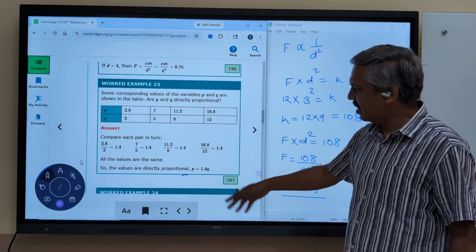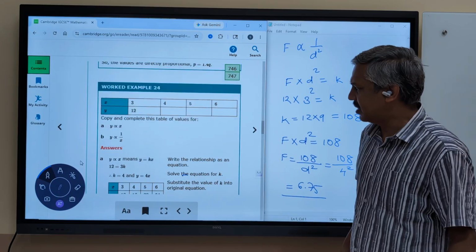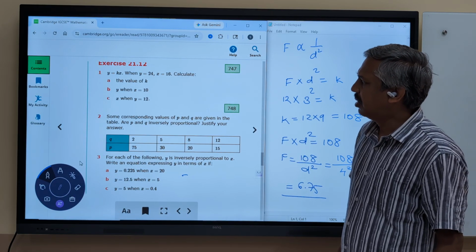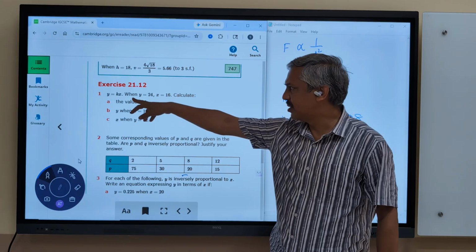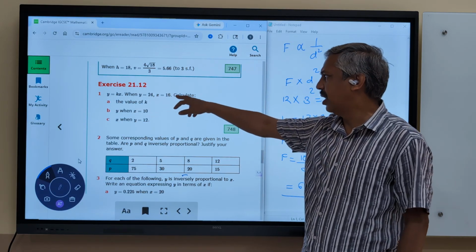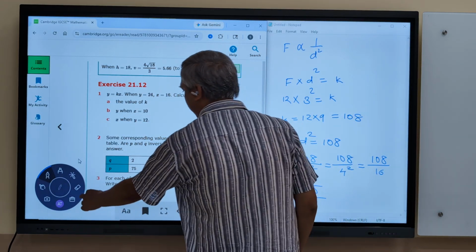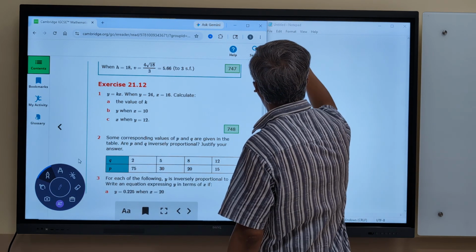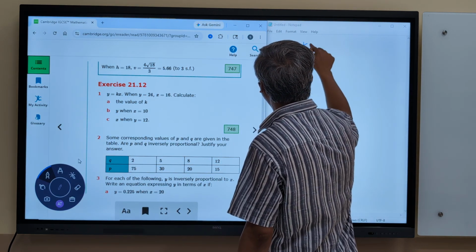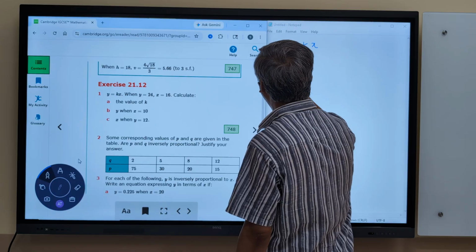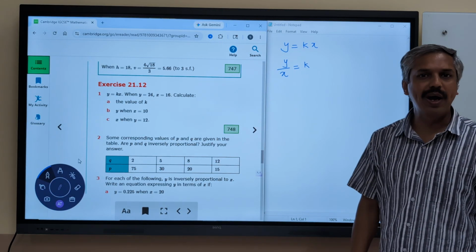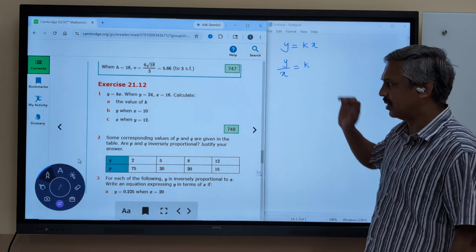So these are the similar examples. Let's see the exercise now. Y is equal to kx, where y is equal to 24 when x is equal to 16. Calculate. So y is equal to kx. That means y upon x is equal to k. So this is the case of direct proportion. Y and x are directly proportional to each other.